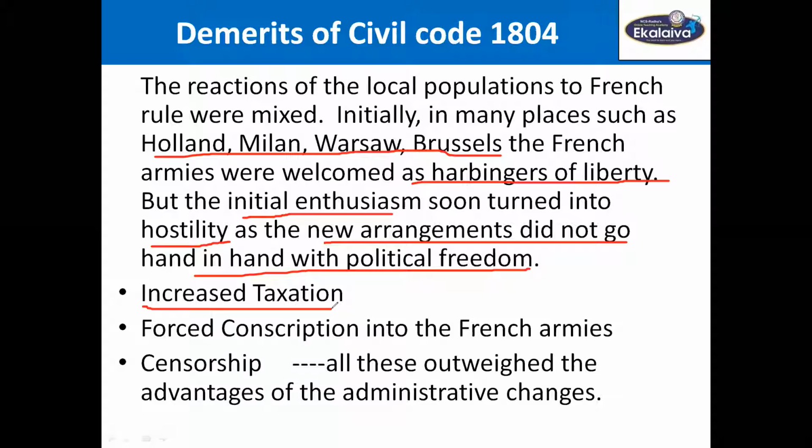One was increased taxation. A lot of taxes were levied. Forced conscription into French armies. People were forced to join the French armies to conquer the rest of Europe. Censorship. Whatever news they spread, whatever they published, whatever they printed, was censored by the French army, the revolutionary army. So all these three disadvantages outweighed the administrative reforms introduced by Napoleon. Civil Code of 1804, popularly known as the Napoleonic Code of 1804.